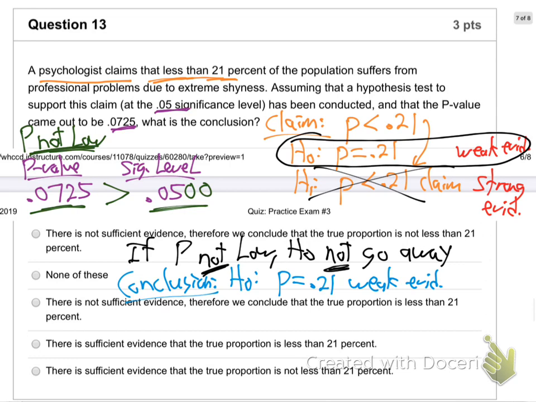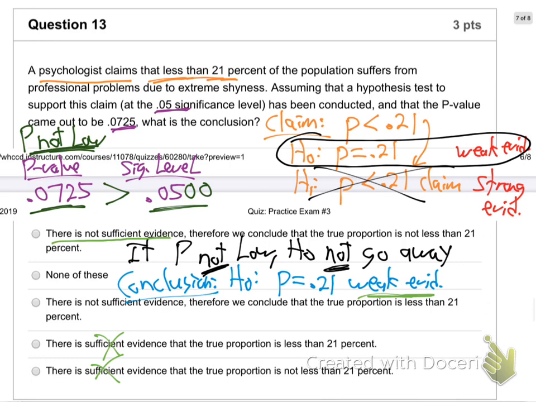That's what we're concluding, H0. So now we can look at the words and see which words are correct. So it says there is not sufficient evidence. Is that right? Yes, because evidence is weak. So let me cross out these two sufficient evidence answers.